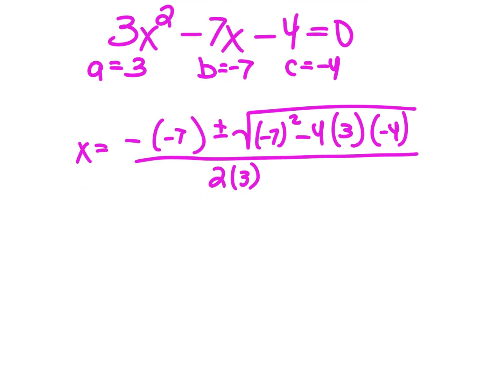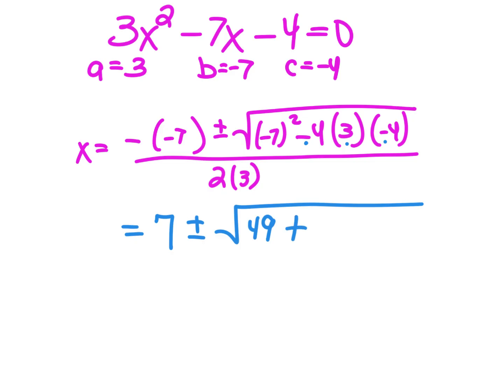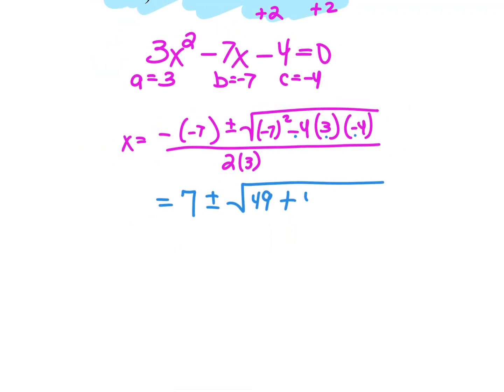What happens with a negative 7? Plus positive 7, good. Plus or minus, what's negative 7 squared? 49. A negative times a positive times a negative is going to give you what kind of an answer? Positive, good. So 4 times 3 is 12, and 12 times 4 is, what is it? All over, 2 times 3 is 6. Perfect. So keep simplifying.